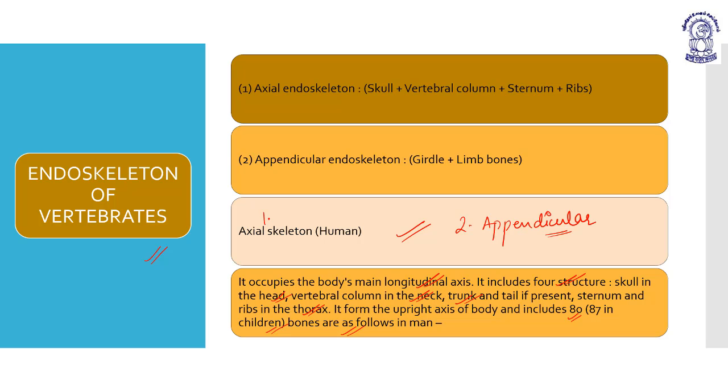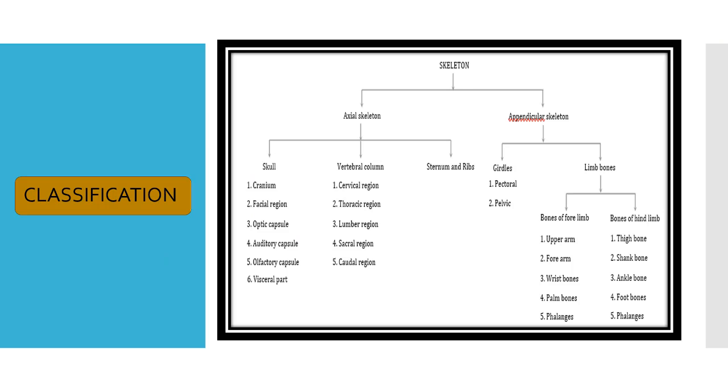It includes four structures. First is skull, then the second is thorax, like sternum and ribs in the thorax, then trunk and tail, and vertebral column, if present. In case of children, it is 87 in number, while in adults, it is 80. It helps to maintain the correct posture.